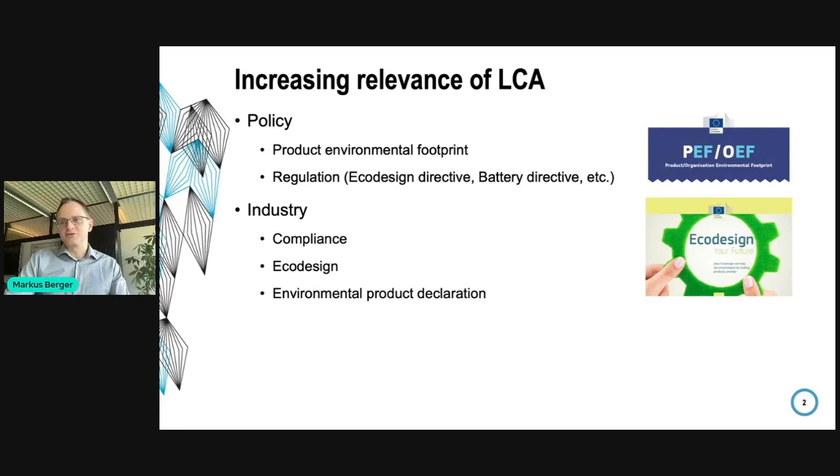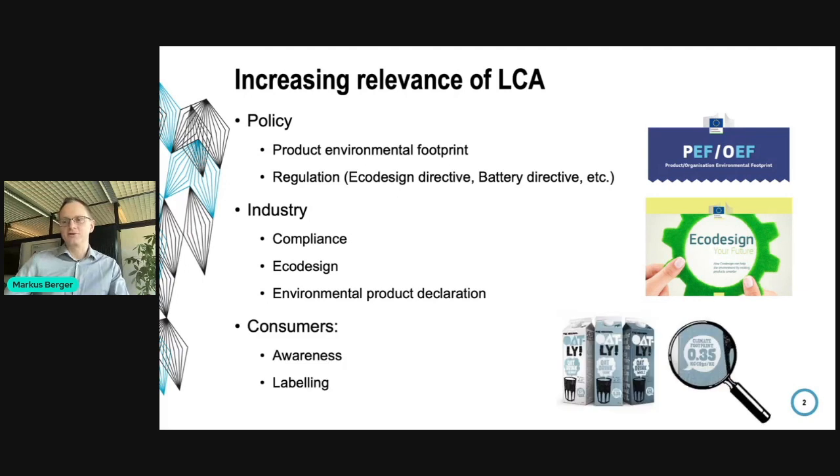And also talking about industry, it's about communication. So things like product category rules, environmental product declarations, for all of that, LCA is required. And that also links to the third pillar here of the increasing relevance of LCA, and these are the consumers, your customers and companies, because there is an increasing awareness going on. More and more people are really curious about the carbon footprint, about all of these measures of their products, which are partly also labeled on products. So that all increases the relevance of LCA.